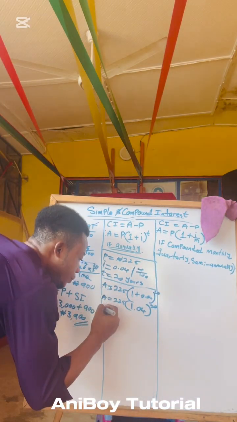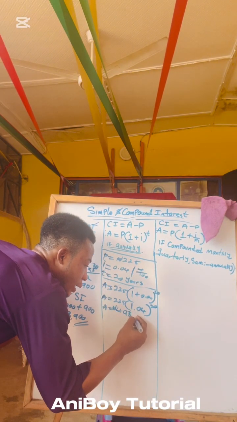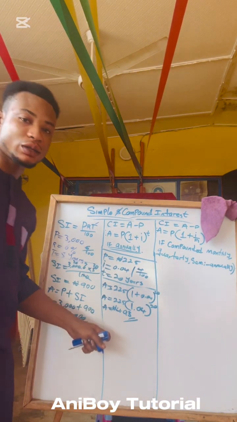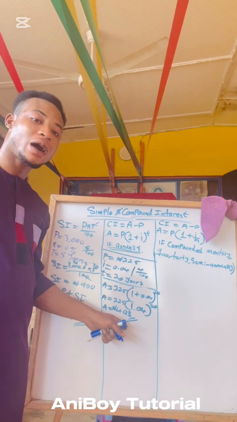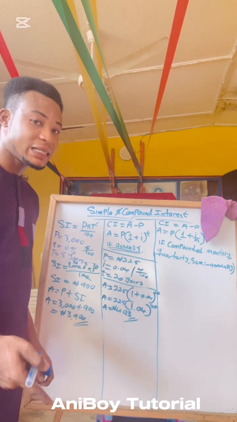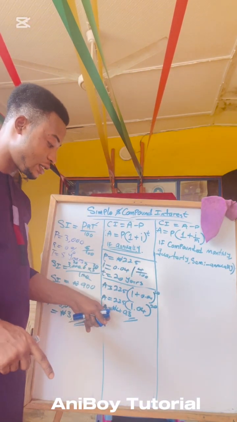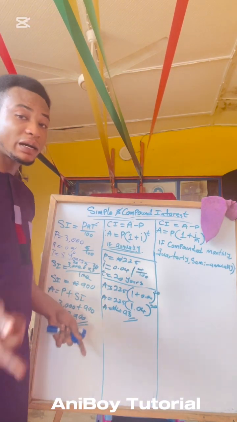You are going to get A equals 493 naira. Now this is our amount. 493 naira is our amount, not our compound interest. It is the total amount we are going to derive. That means this is the principal plus the compound interest.